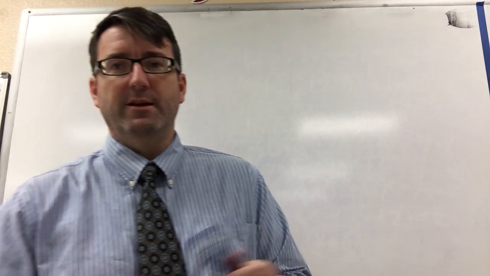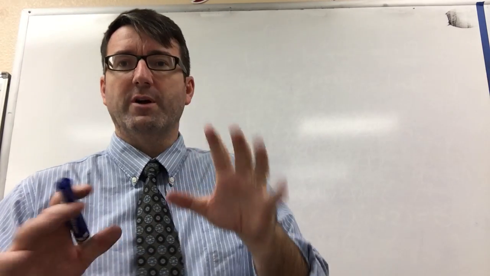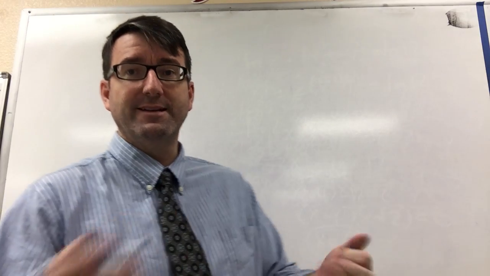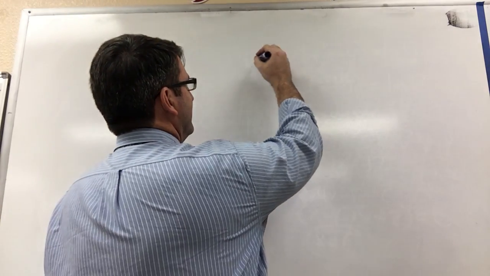Number 14, find the amount of time required for an investment to double at a rate of 5.2% if the interest is compounded continuously. So we need to create an equation for this. And we're going to first focus on that part that says it's compounded continuously, because that tells us that we're going to use this equation.